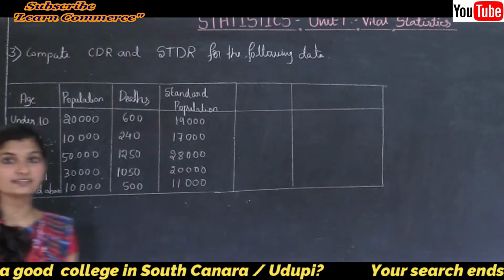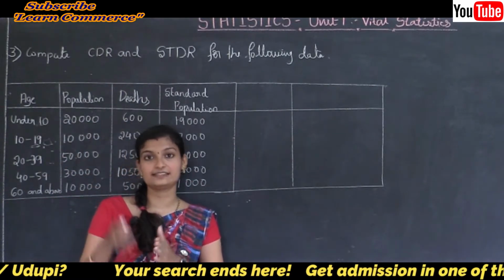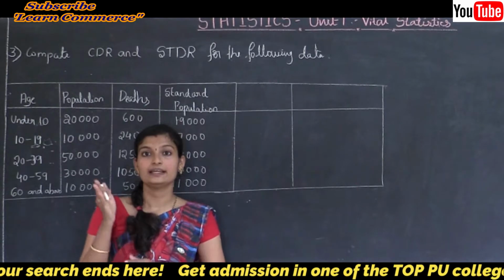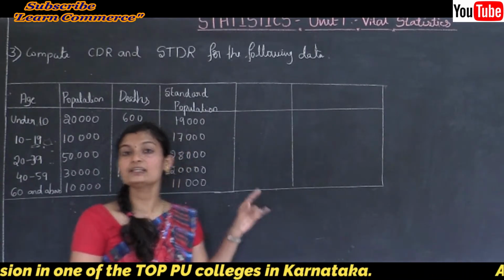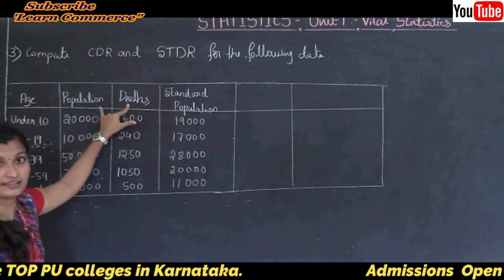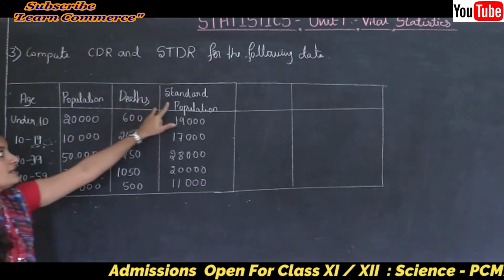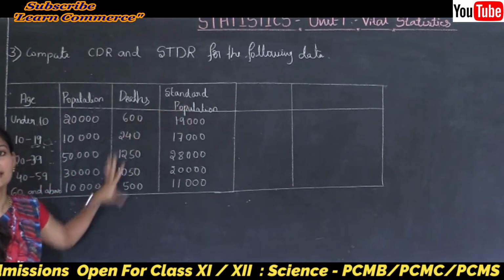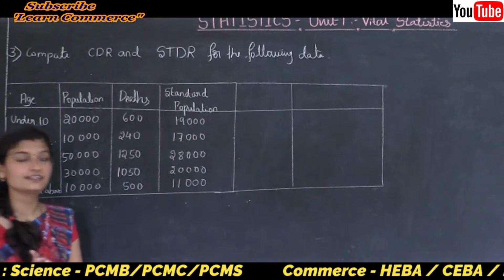In the previous section we had discussed two sets of observations, like city A and B, town A and B, population A and B. But here only one set of observations is given: population and deaths, along with standard population. In this case, how do we calculate the standardized death rate and CDR? Let's see the solution part.